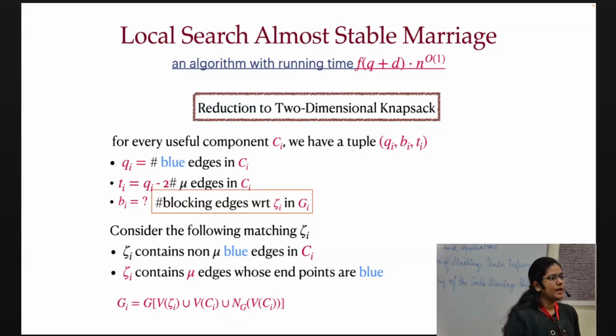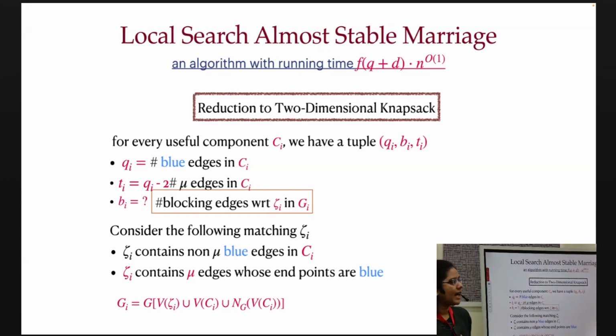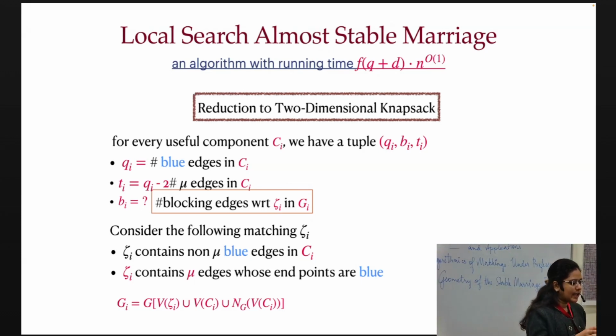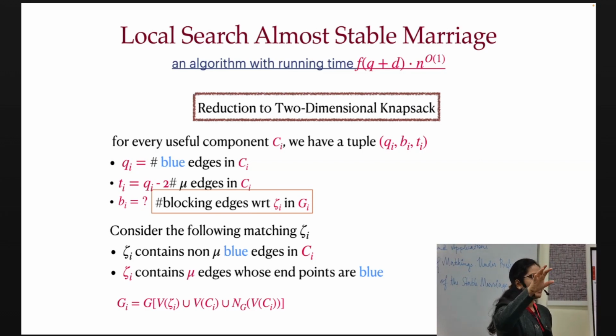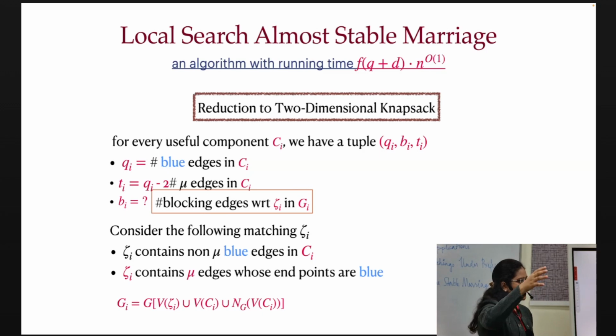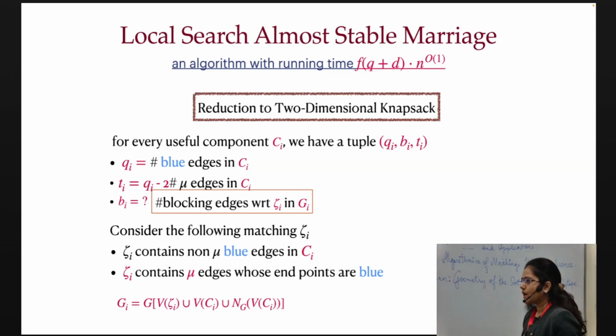So what is zeta i? Ci is the potential component where I can augment. Zeta i is the matching obtained by augmentation in Ci plus the edges which are part of mu and eta both, which are not part of my symmetric difference. For the other matching eta, my blocking edges are not incident to that part. If one endpoint of a blocking edge is in C1, the other is not anywhere else, in C2 or C3; there are no such edges. So is the computation of blocking edges clear?